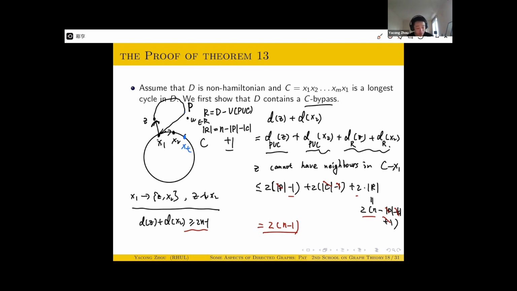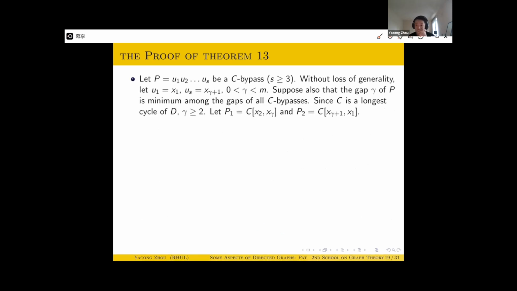Therefore, C must have a bypass. So now we know that C has a bypass. We let this bypass be P. P is from U1 to Us, where U1 is equal to X1, and the last vertex is Us. We let it be X gamma plus 1. And we can also assume without loss of generality that this gap here is the minimum. So equivalently, gamma is the minimum among all the gaps of the bypasses.